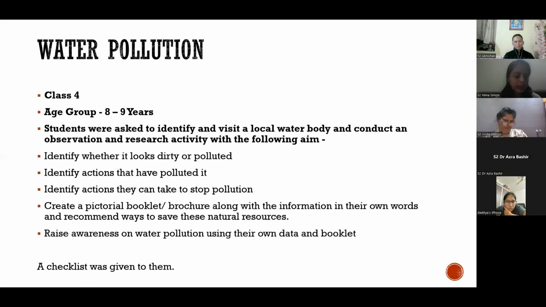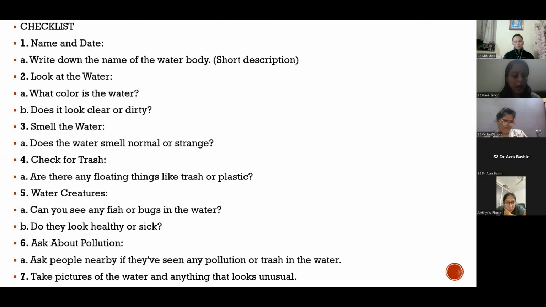After this, a checklist was given to them to raise awareness about the harmful effects of water pollution. In this, they wrote down the name of the nearest water body they visited, and the causes that lead to the water pollution of that particular water body, whether it's a lake, a river or a pond. The children were also asked to write down a list of solutions, or what action can be taken to reduce this water pollution.